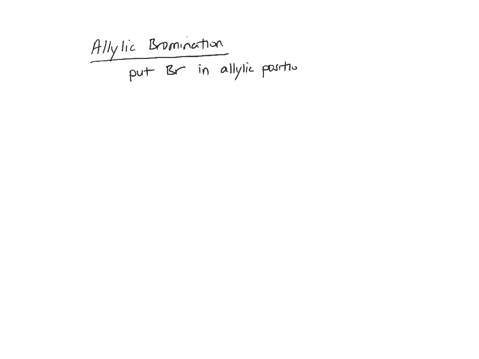There is another type of halogenation. It's a little more specific in what you can use it for, so not as general, and that's called allylic bromination. What it's going to do is put a bromine, and there's no chlorine equivalent for allylic, in the allylic position to a double bond.